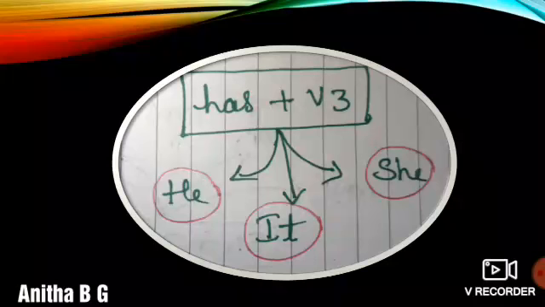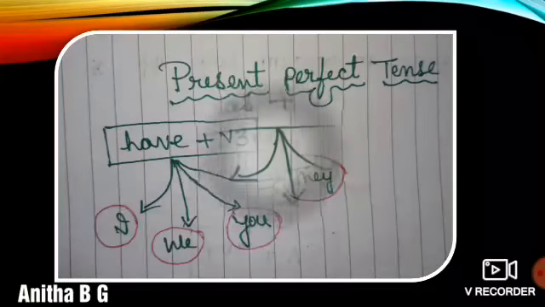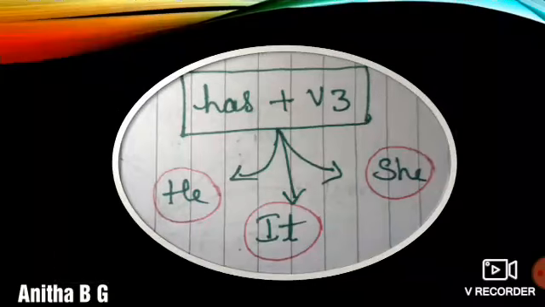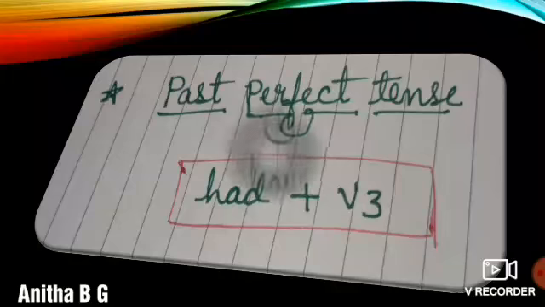For he, she, it, we have to use has. For I, we, you, they, we have to use what? Have plus V3. Okay, next move on to the past perfect tense. Had plus V3. For past perfect tense, we have to use had. I had written, they had written, we had written, she had written, like that.